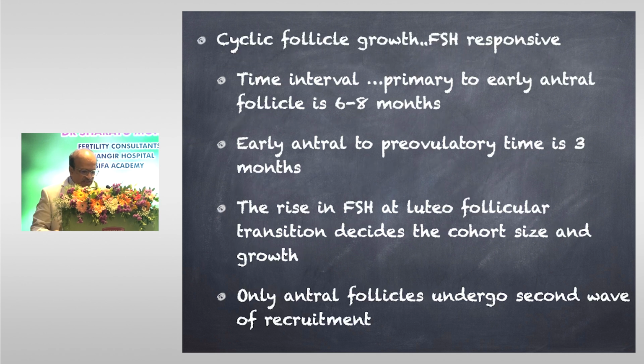How much time does it take? Primary to early antral follicle is about 6 to 8 months. Early antral to pre-ovulatory is about 3 months. And the rise in FSH in the luteofollicular transition decides the cohort size, that will decide how many follicles should develop further. And only if antral follicles are there, a second wave of generation can happen. There is some amount of antral follicles in the luteal phase, and again they will start developing further. This time interval is again important.